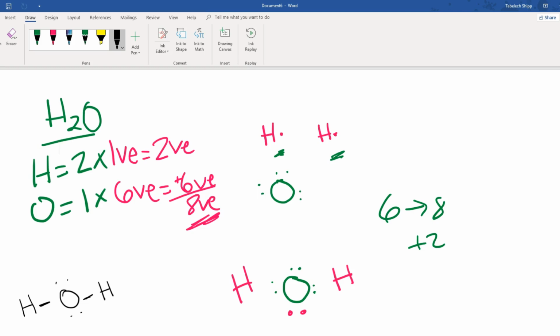In the next video that I show you, we're going to show how you will do double bonds and triple bonds. So stay tuned for that.